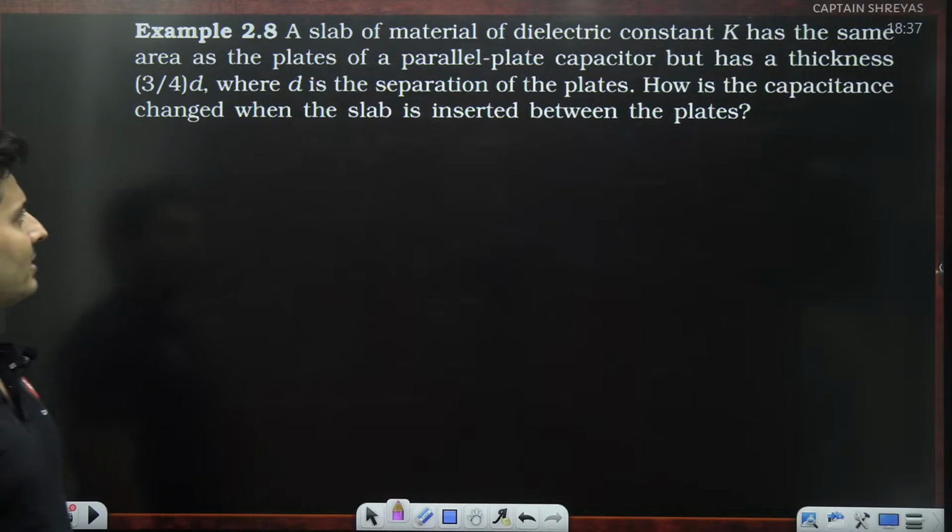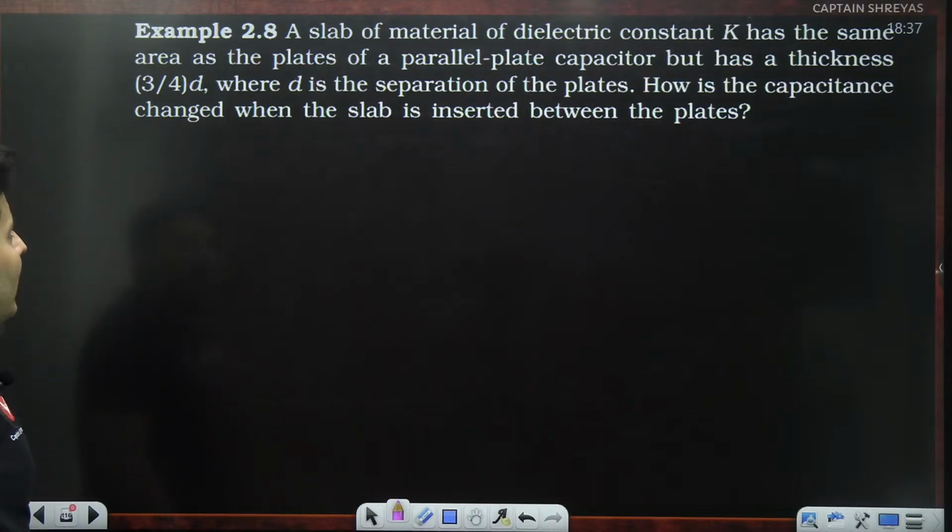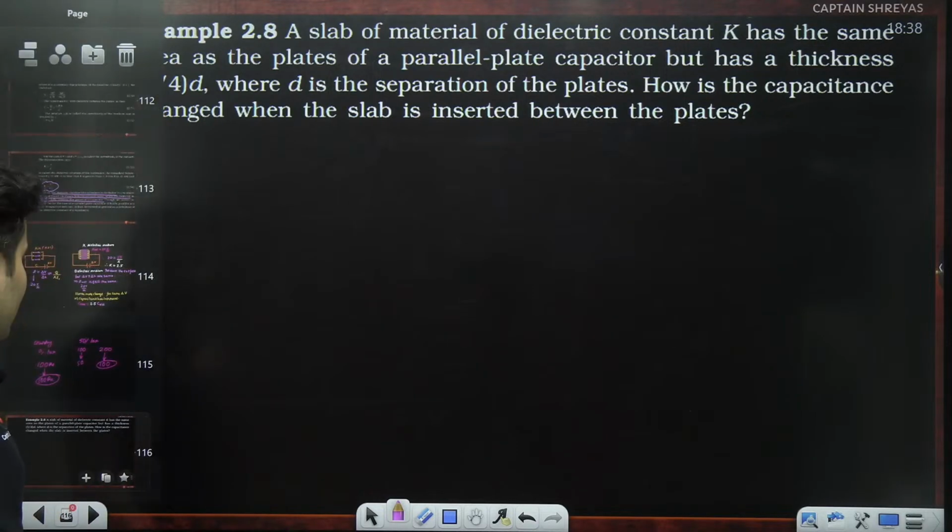An example: a slab of material of dielectric constant K has the same area as the plates of the parallel plate capacitor but has a thickness this much, where D is the separation of the plates. How is the capacitance changed when the slab is inserted between them? Listen to the question carefully. The thickness is not complete, where D is the separation between the plates. How is the new capacitance between them?